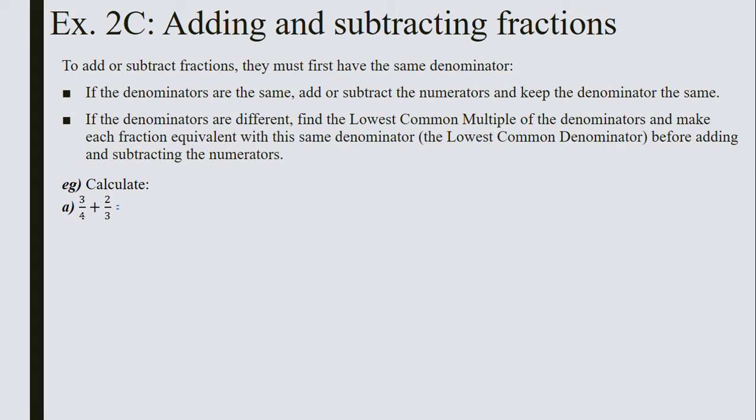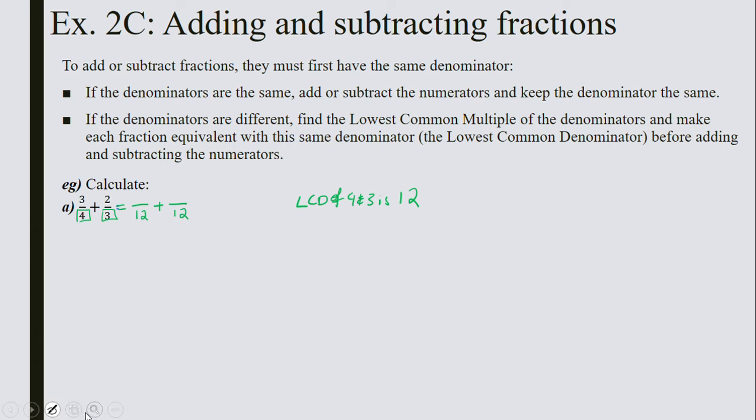All right, so we need to look at the numbers 4 and 3. The lowest common denominator, or the lowest common multiple of 4 and 3 is 12. So 4 times 3 is 12. There is no number that is smaller that they both go into. So what we need to do is make both of these fractions out of 12 before we can add them. Okay, because there's a little addition sign in the middle.